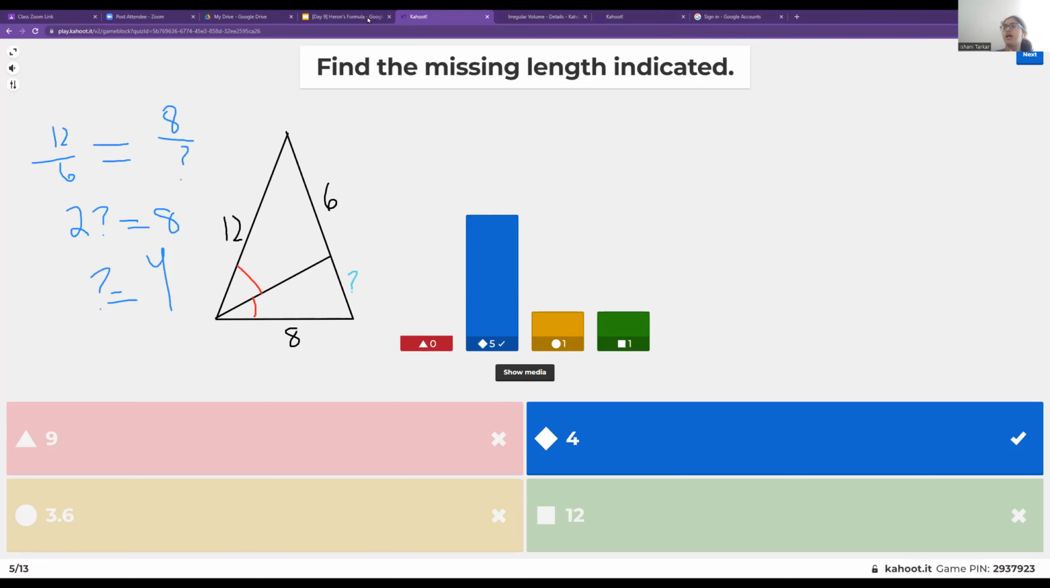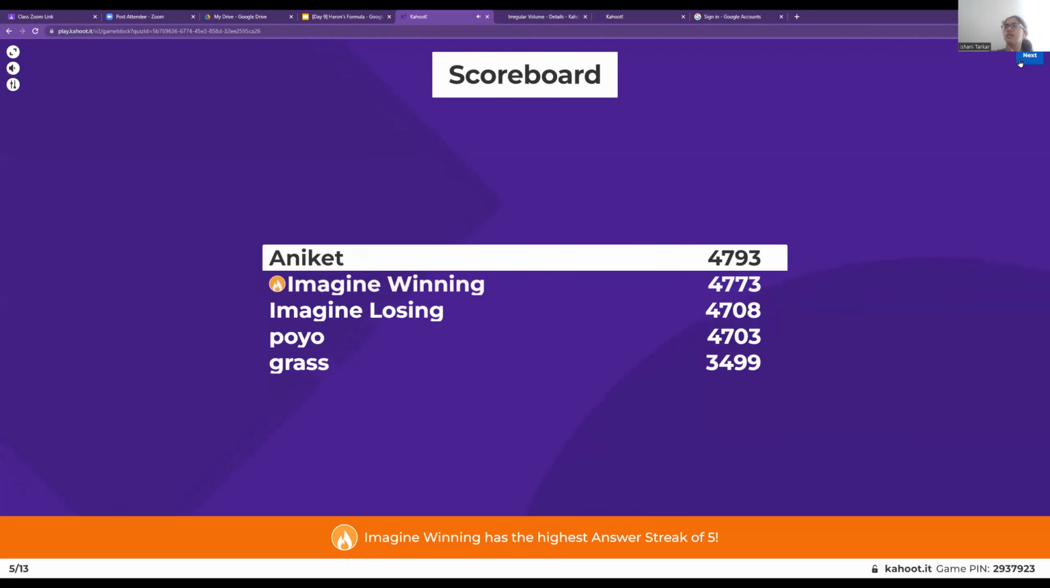One of you put 9 and someone else put 12. Maybe you misclicked. Or maybe you didn't, but yeah, make sure you know what you did wrong. Because it's really easy to mix up values. Aniket is in the lead, good job.